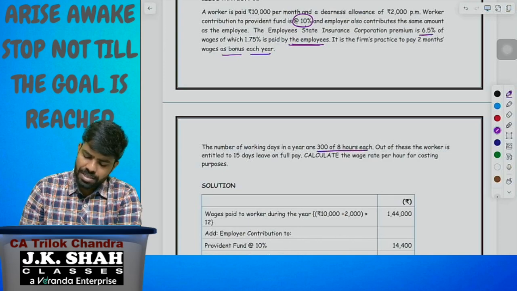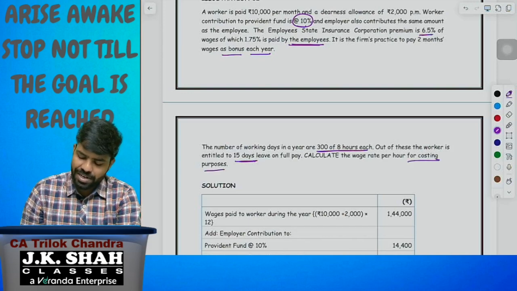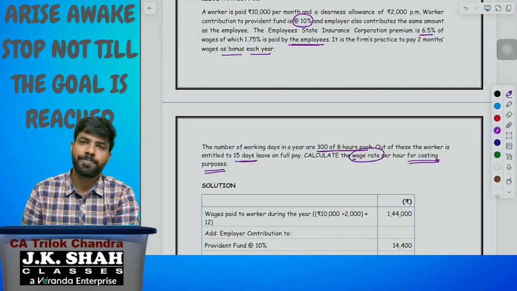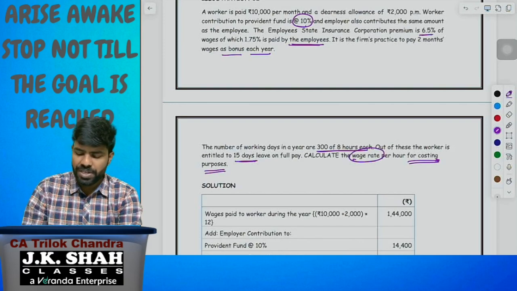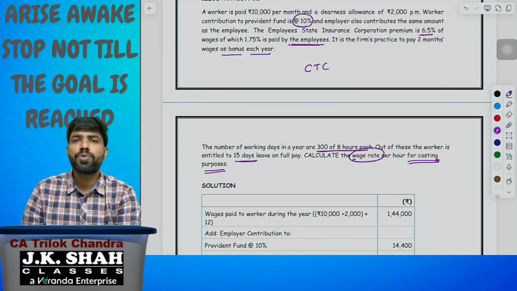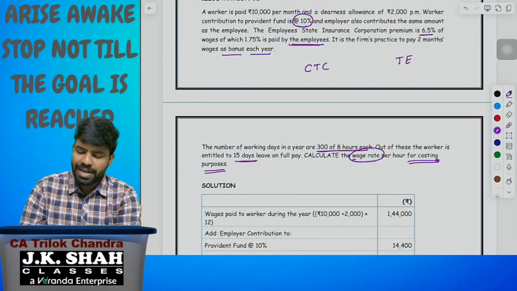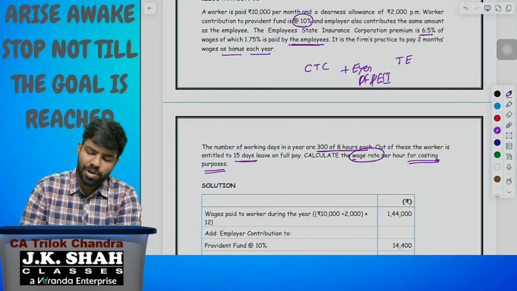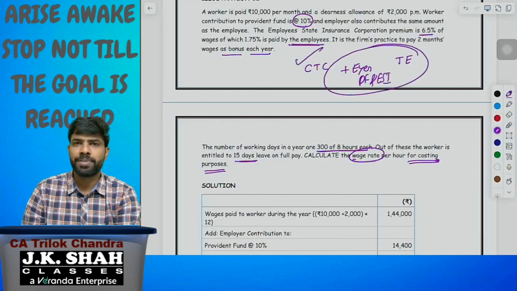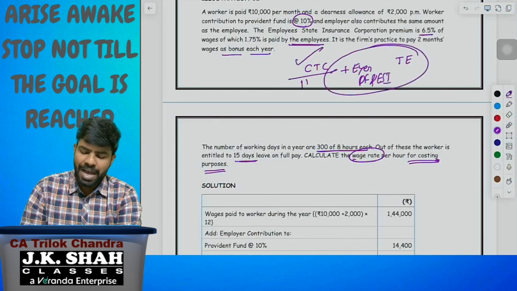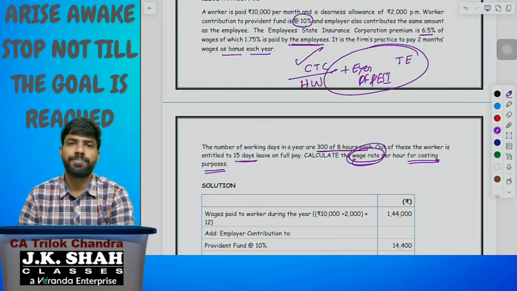Out of these, the worker is entitled to 15 days leave on full pay. Calculate the wage rate per hour for costing purpose. So they are asking to calculate wage rate for costing purpose. When it comes to costing purpose, we need to consider CTC. How to calculate CTC? Total earnings plus employer contribution to PF and ESI. If you make a total of this, we'll be getting CTC. CTC divided by hours worked will give the wage rate.